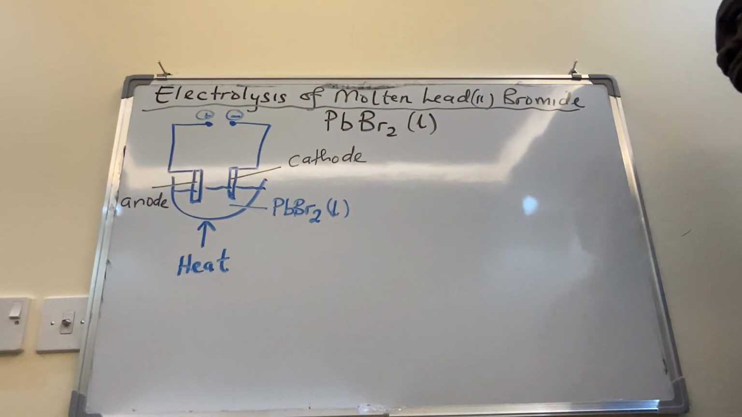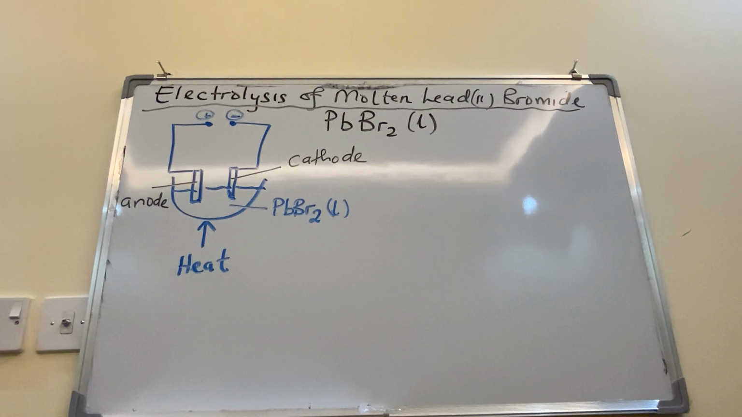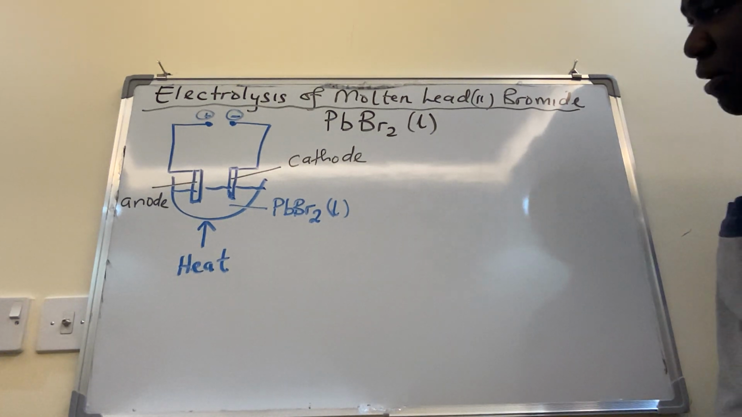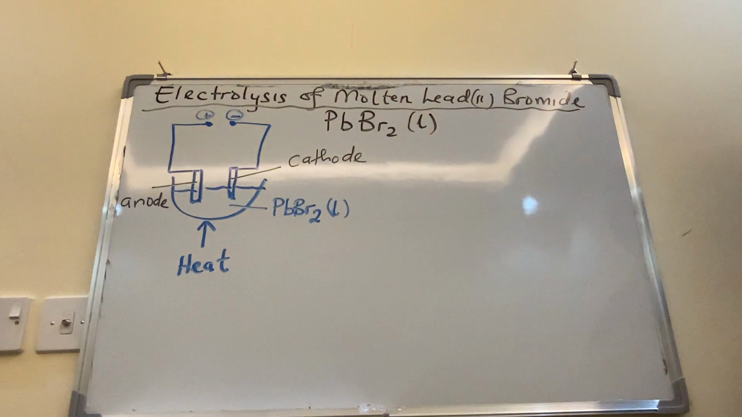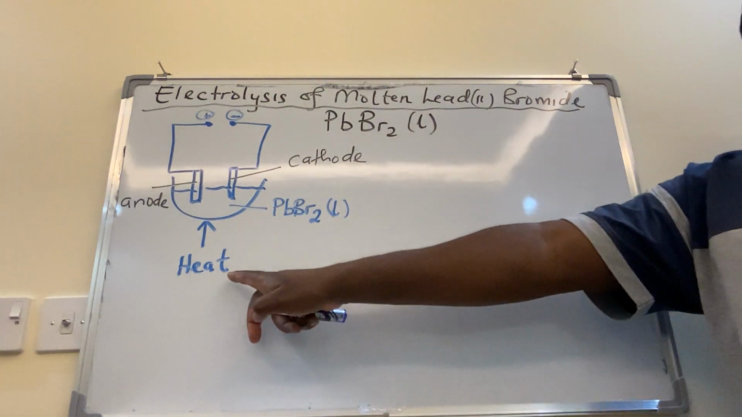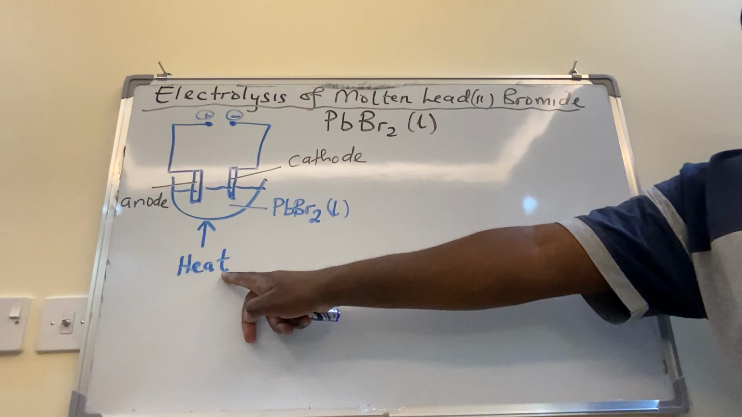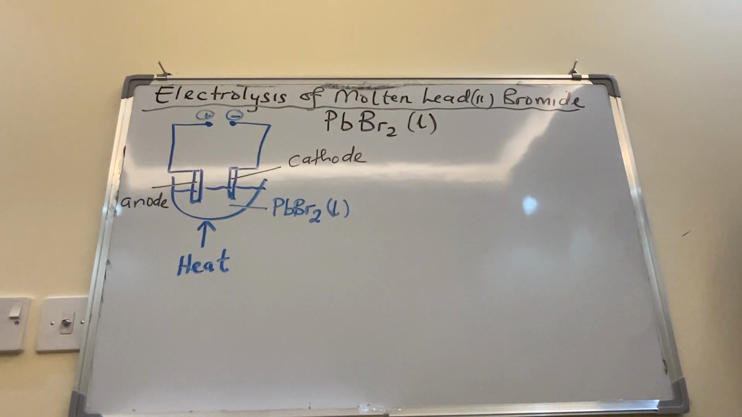Now let us look at what is going to happen during this process. Also take note, in this type of electrolysis, one may ask, why do we need heat? Remember, we are supposed to keep our lead bromide in the molten state. One property of ionic substances is they will only conduct electricity when they are in the molten state.